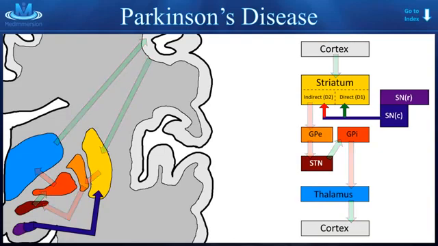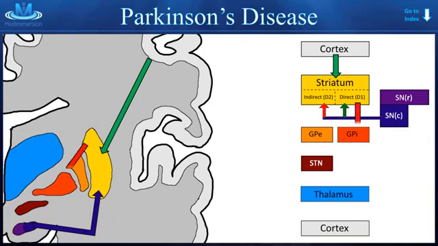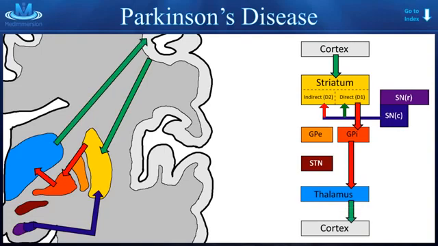Now for the direct pathway. The direct pathway is a little bit simpler. That's why it's called the direct pathway. The direct pathway also sends an inhibitory signal to the globus pallidus internus, and then it continues with another inhibitory signal to the thalamus. The thalamus sends an excitatory signal to the cortex, and the movement is initiated. So, let's play around with damage or death of cells in the substantia nigra pars compacta and see what happens to our signal for movement.